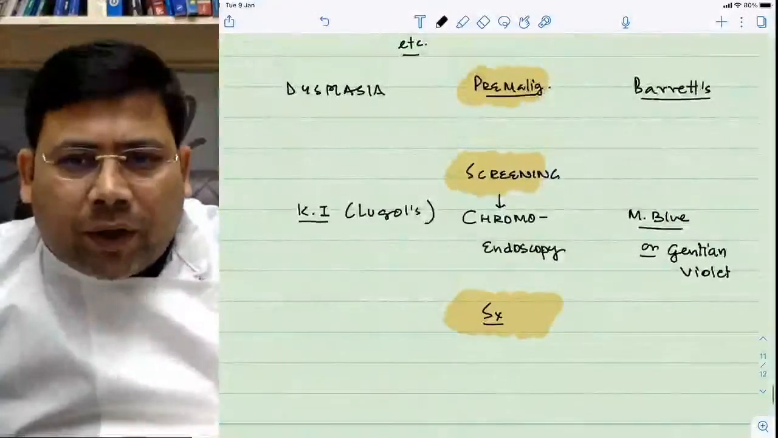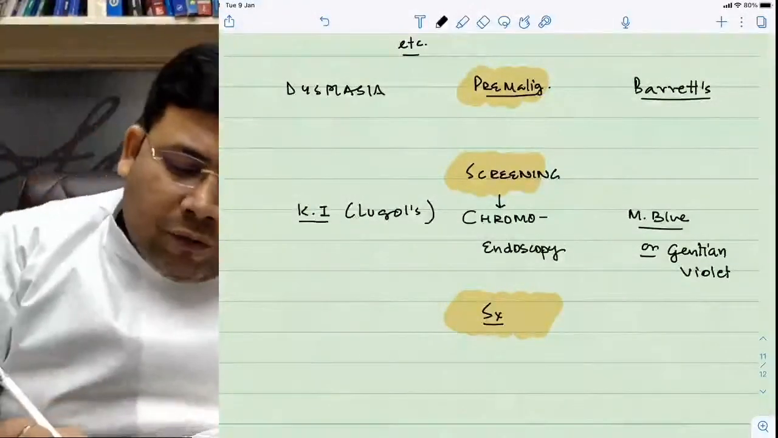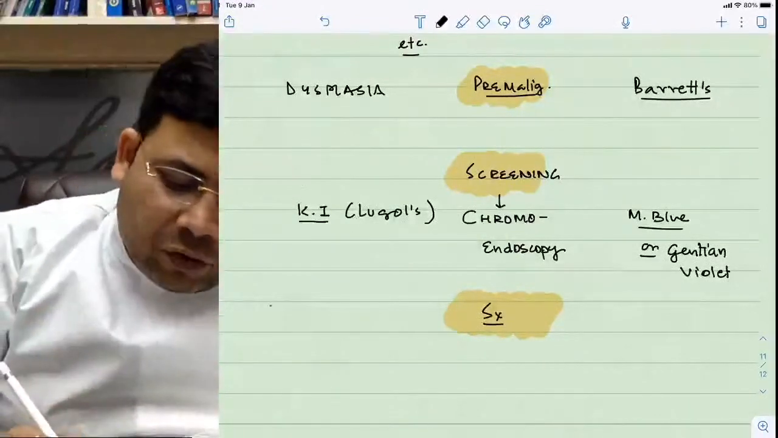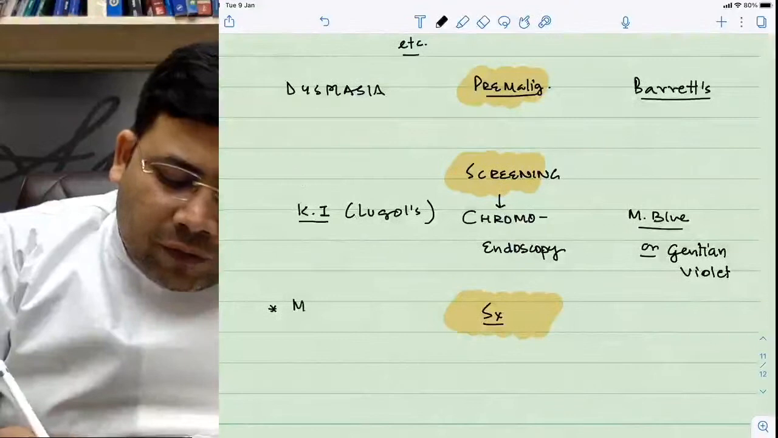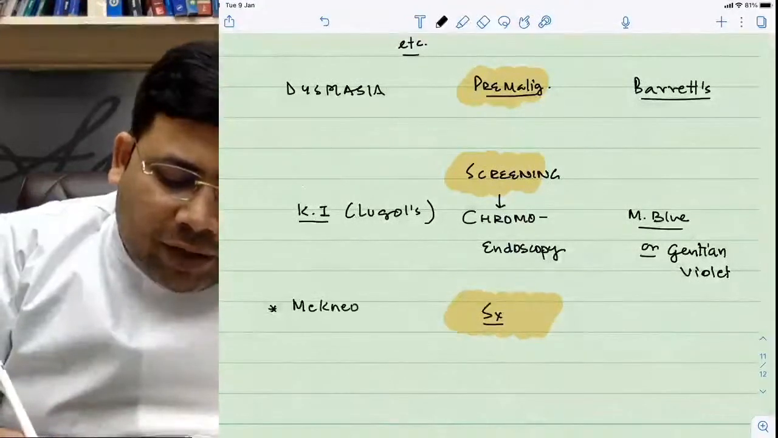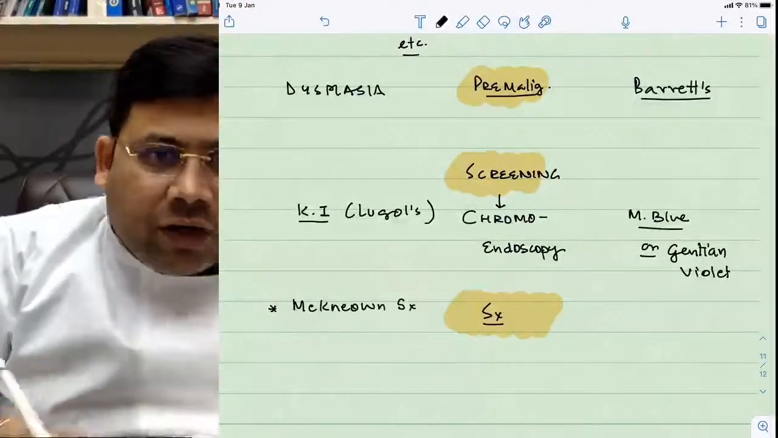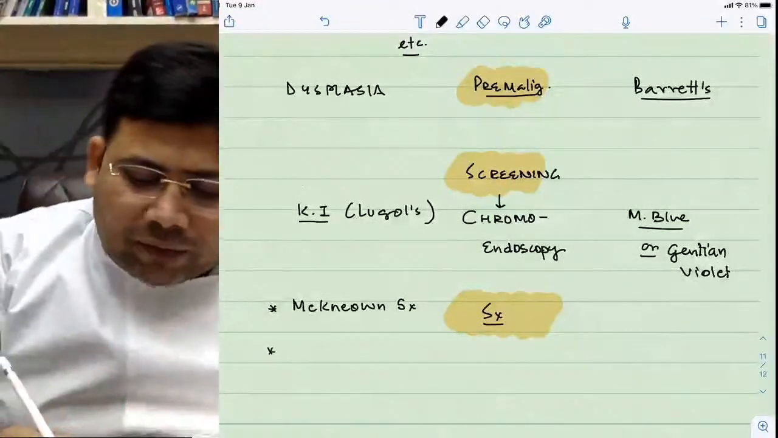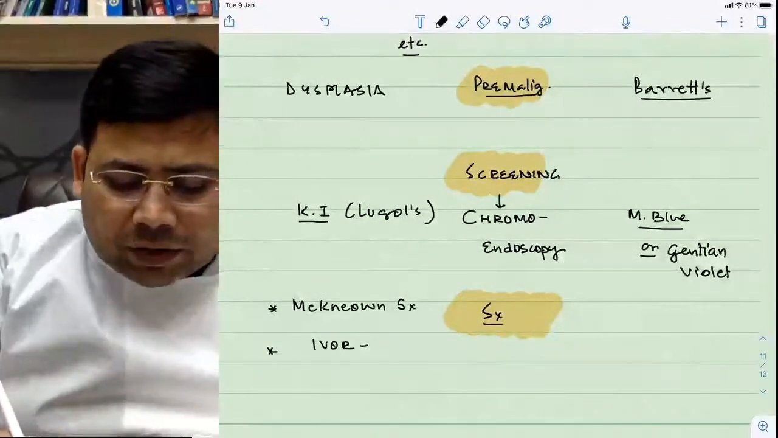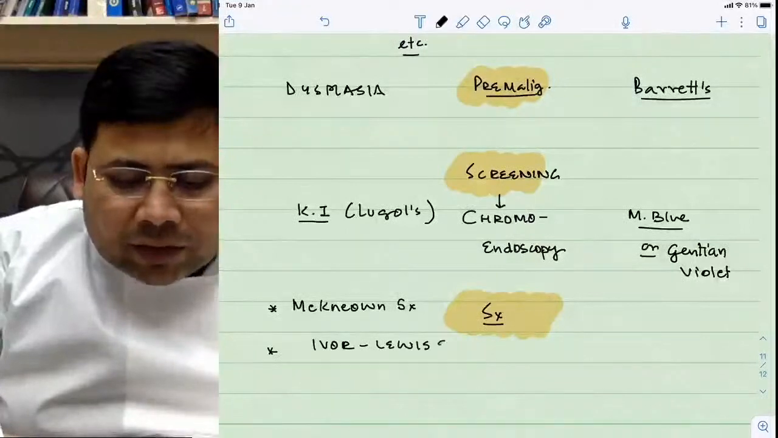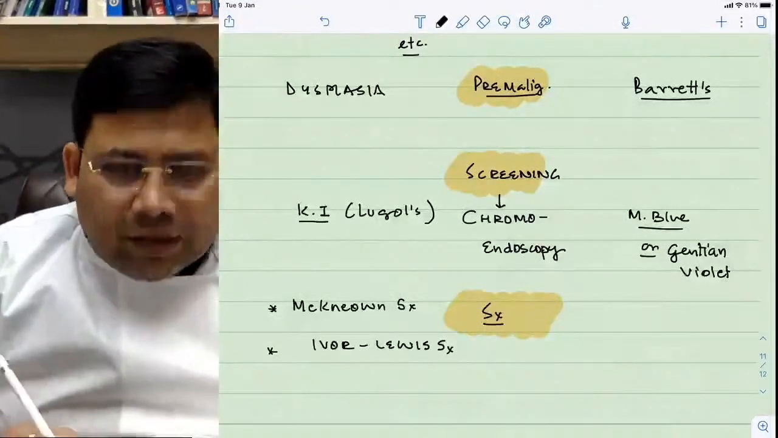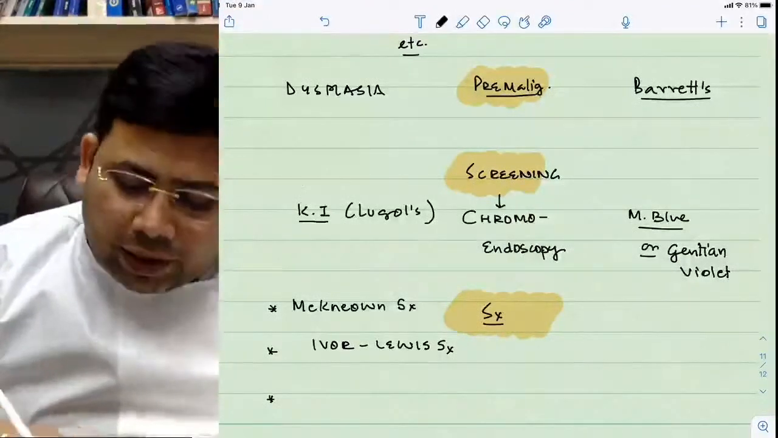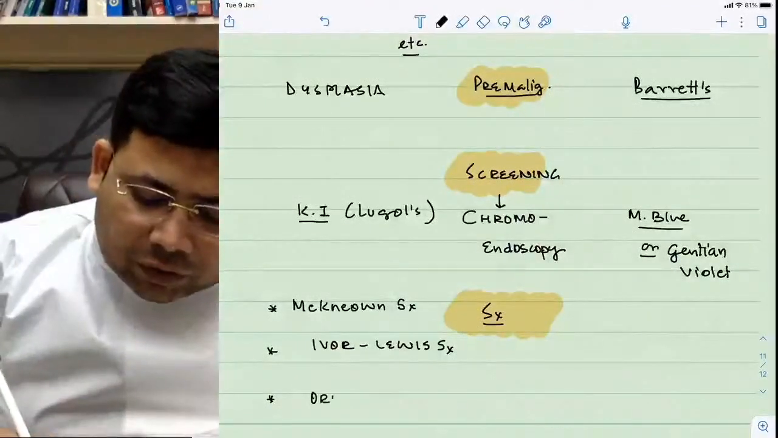If you want to do an operation, what surgery do you do? For mid or squamous cell cancer, we have all three surgeries that we do. We have McKeown's surgery, which is tri-incisional esophagectomy. Apart from that, students, we have Ivor-Lewis surgery. So, Ivor-Lewis, McKeown's. What else? We have Orringer's also.